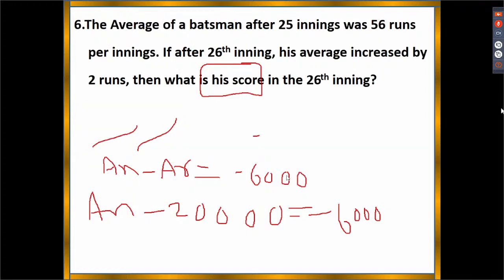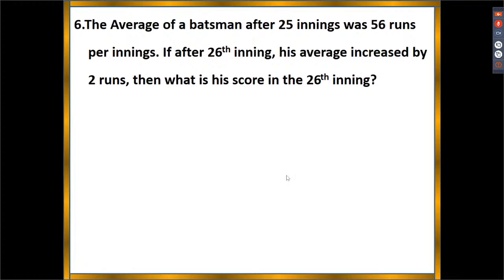The average of a batsman after 25 innings was 56 runs per inning. If after the 26th inning his average increased by 2 runs, then what is his score in the 26th inning?